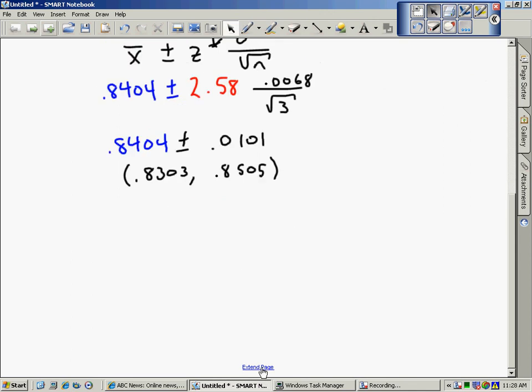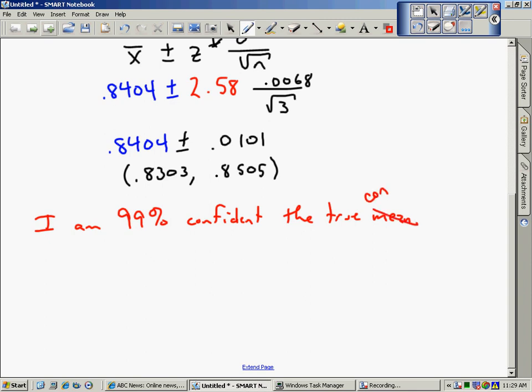At this point, you need to remember to write a conclusion, conclusion being one of the critical parts of your problem. In this case, you write, I am 99% confident the true mean, oh yeah, what's the true mean? It's the true concentration of the specimen is between those two numbers. What are those two numbers? 0.8303 and 0.8505.